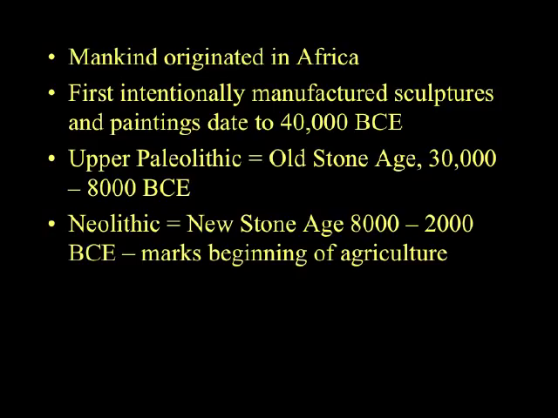Now, we will also be talking about something called the Neolithic period. Now, Neolithic means new stone. Both of these, the Paleolithic and the Neolithic, are periods within prehistory. And that means before history, before writing. And the Neolithic period dates roughly from 8,000 to 2000 BCE.